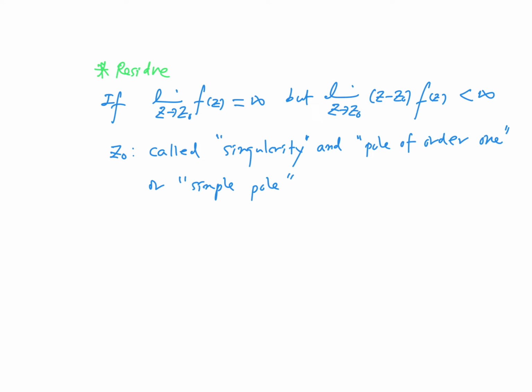So whenever f(z) is not finite at some particular point, that point is called a singularity. The singularity can be classified in many different ways.